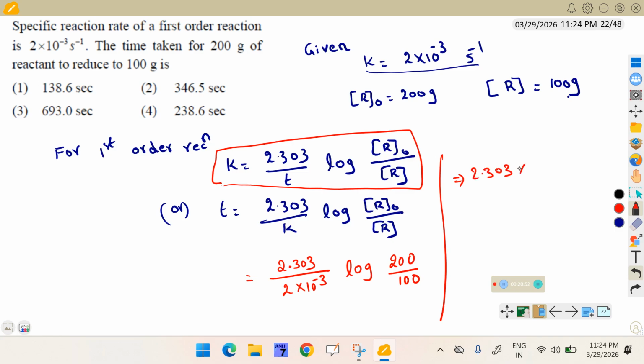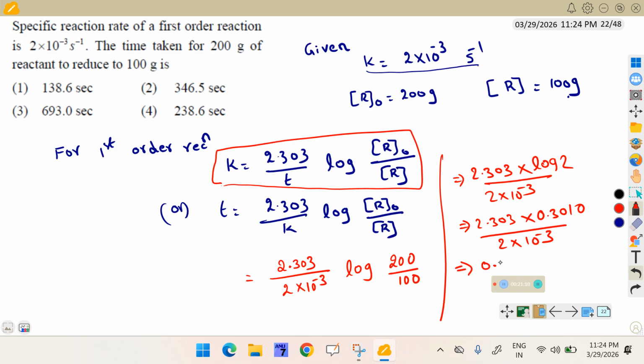Then 2.303 into log 2 by 2 into 10 power minus 3. 2.303 into log 2 value, 0.3010, by 2 into 10 power minus 3. Simplify. Then 0.3466 into 10 power minus 3 you will get. So it should be 10 power 3, not minus 3: 10 power minus 3 reciprocated is 10 power plus 3. So 346.6. Second option is correct.